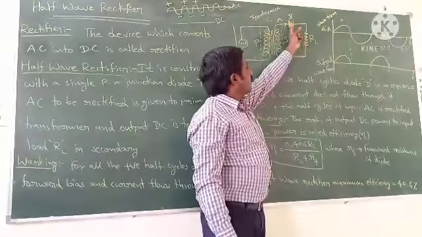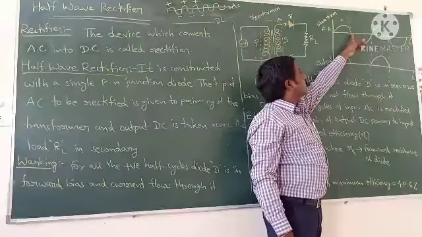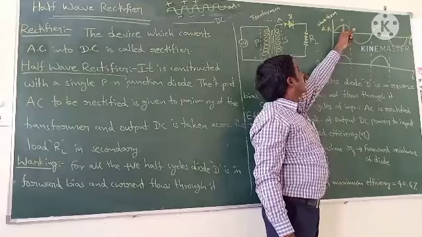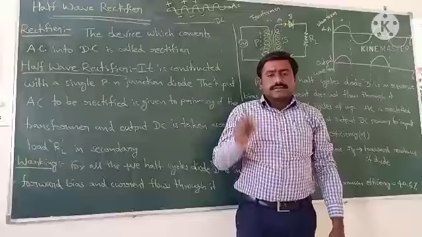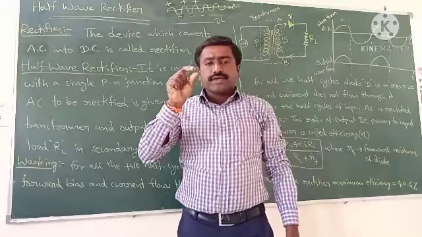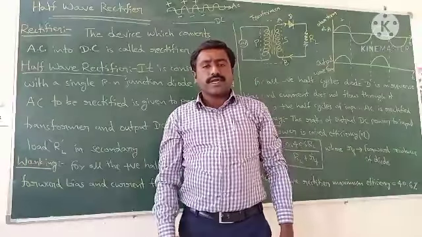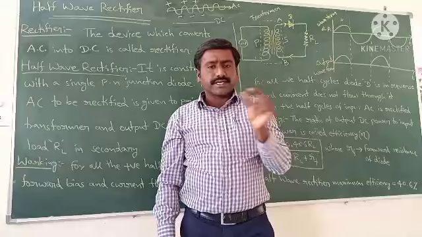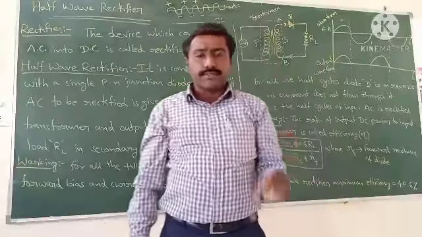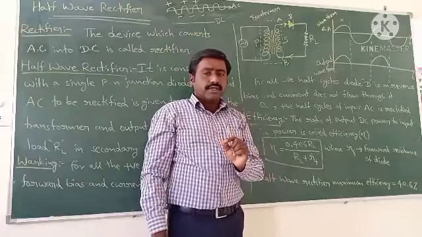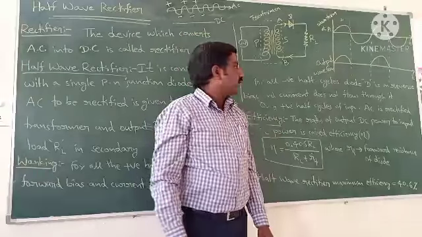So for half of the wave, that is for the positive half cycle, the diode is in forward bias. Forward bias means the P-type semiconductor is connected to the positive terminal of the battery, and the N-type semiconductor is connected to the negative terminal of the battery. P to P, N to N. P-type is connected to the positive terminal. N-type is connected to the negative terminal.